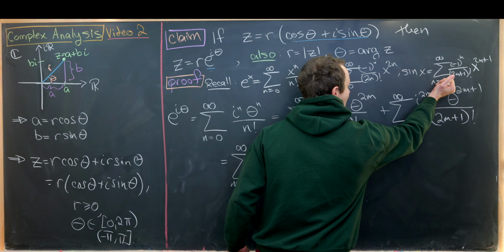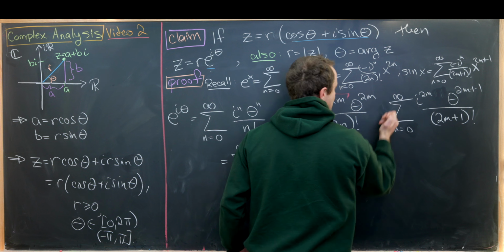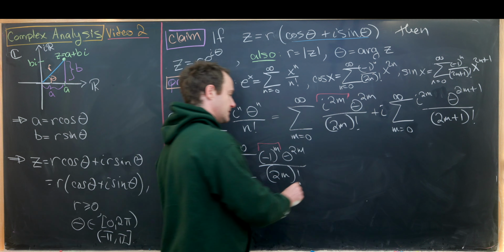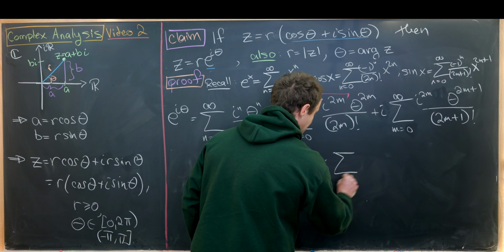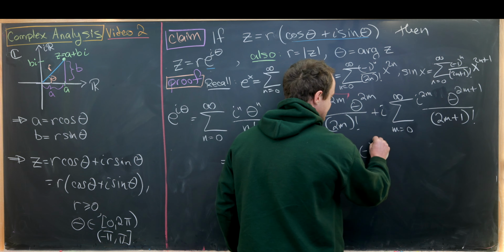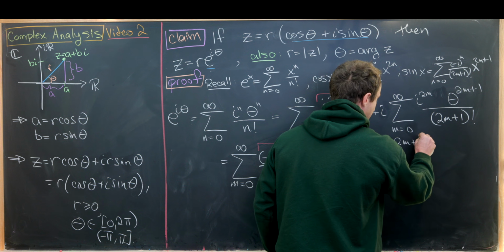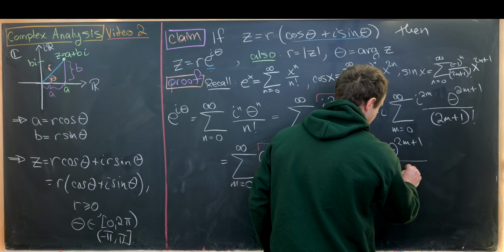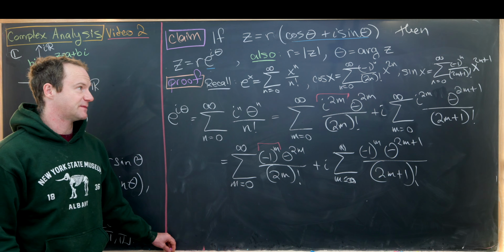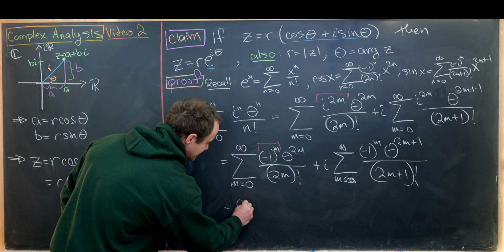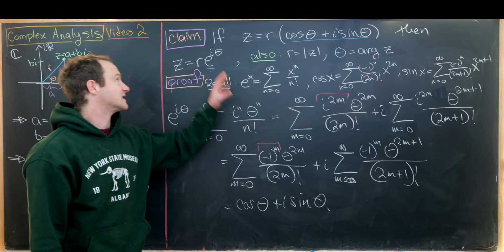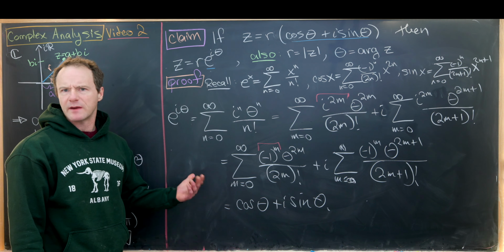Now we can factor an i out of this, and that'll change that 2m plus 1 to a 2m, and we can do the same trick. So now we have plus i, and then the sum as m goes from 0 to infinity of (-1) to the m theta to the 2m plus 1 over (2m plus 1) factorial. But now we have exactly our series expansion of cosine and sine. This is cos theta plus i sine theta. And we've established this claim. Okay, so now let's move on.